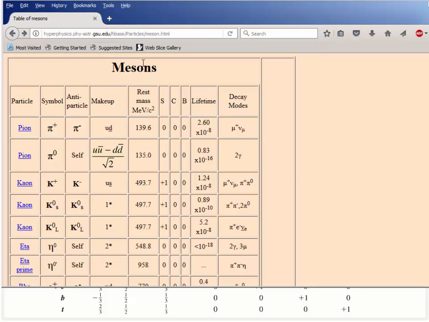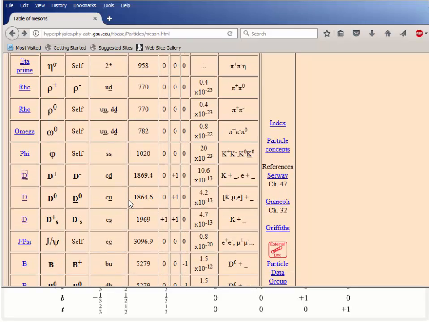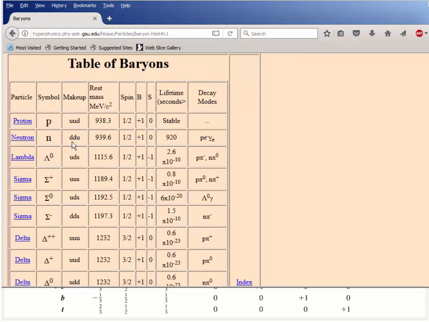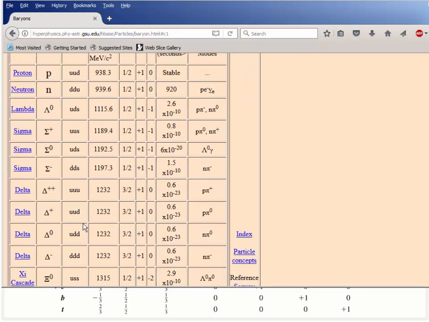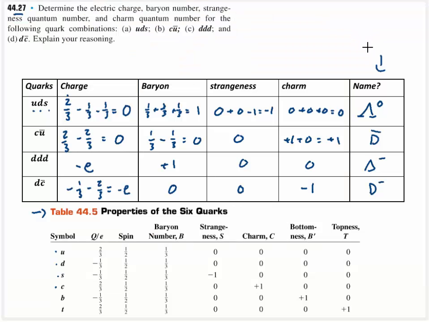Now for the names, I like this HyperPhysics. If you just Google meson, I think meson table or meson something like that, HyperPhysics will pop up, and we can just go ahead and look at the makeup of these guys and see if we can identify the names of these, just because it's kind of fun. I'll let you poke through that. You may have to go over to the baryon table for some of these, so you can see that. Here's our DDD, that's going to be a delta or a delta minus, and I'll just fill out the table and let you convince yourself of it. And here I've gone ahead and now I have all the names filled in appropriately.